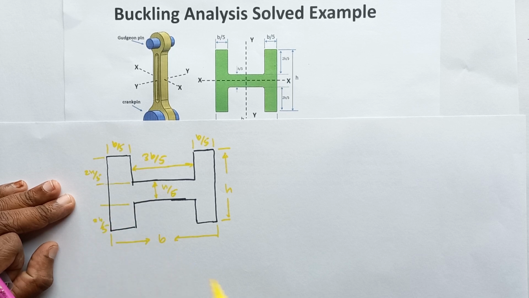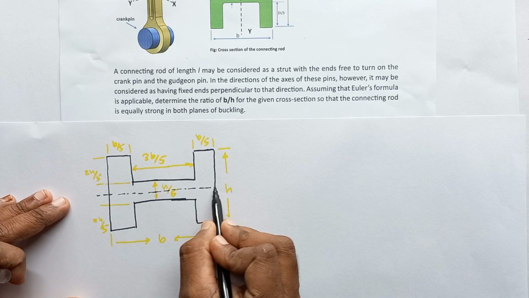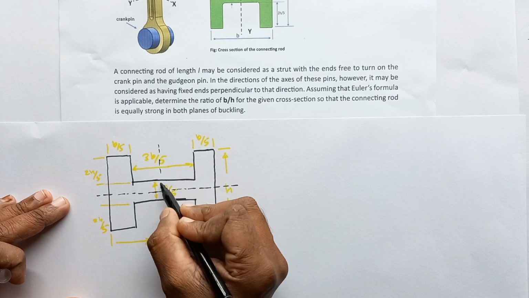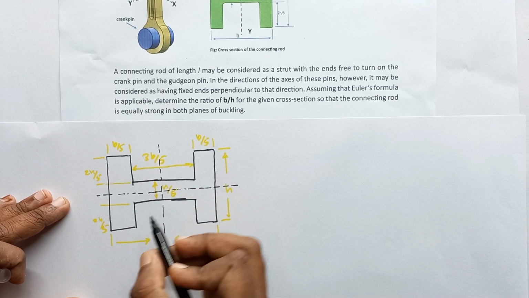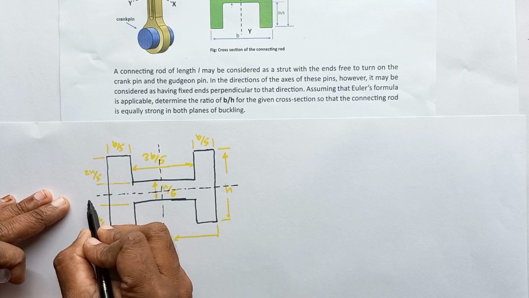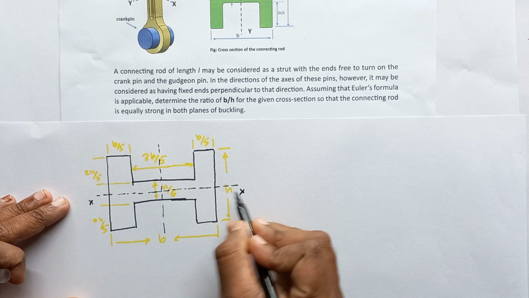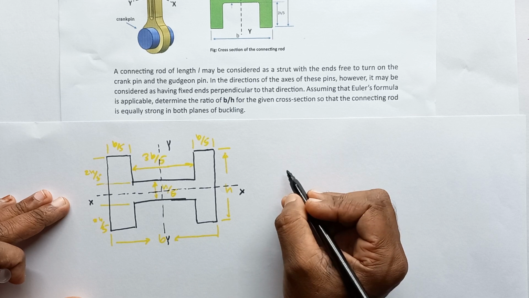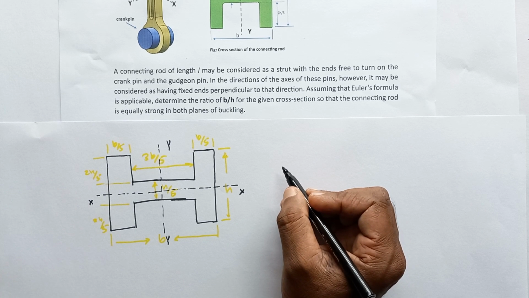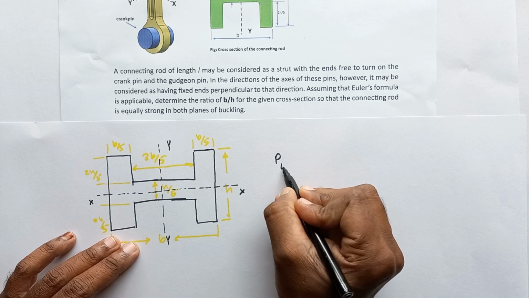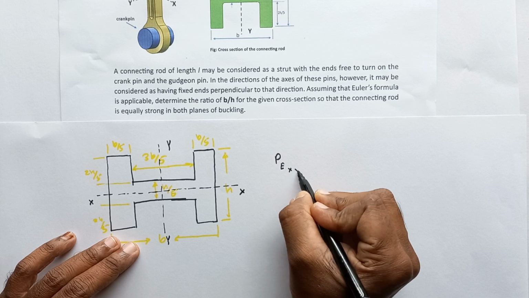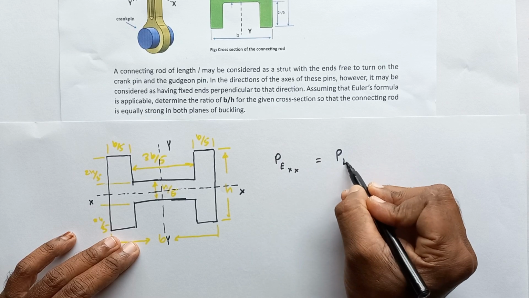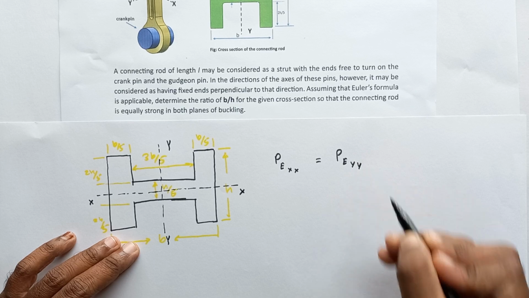2H divided by 5. To make the connecting rod equally strong in both planes, the buckling load around the XX axis and YY axis should be equal. So that means the Euler buckling load around the XX axis should be equal to the Euler buckling load around the YY axis.